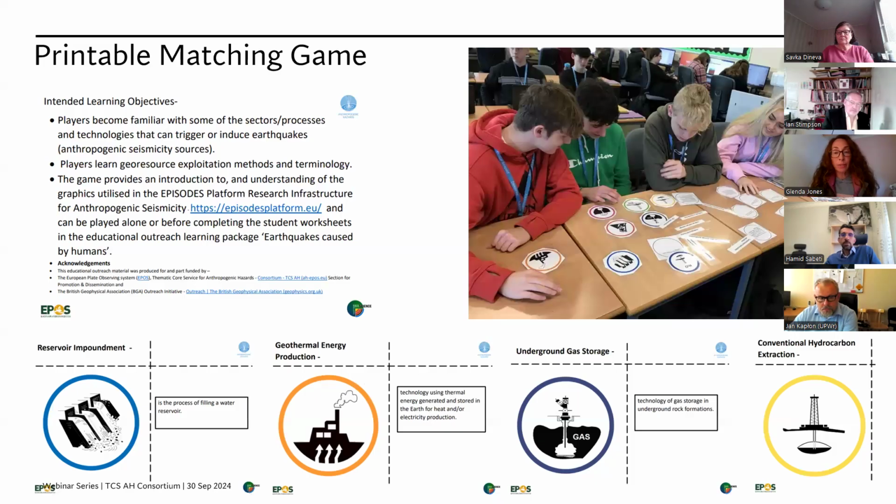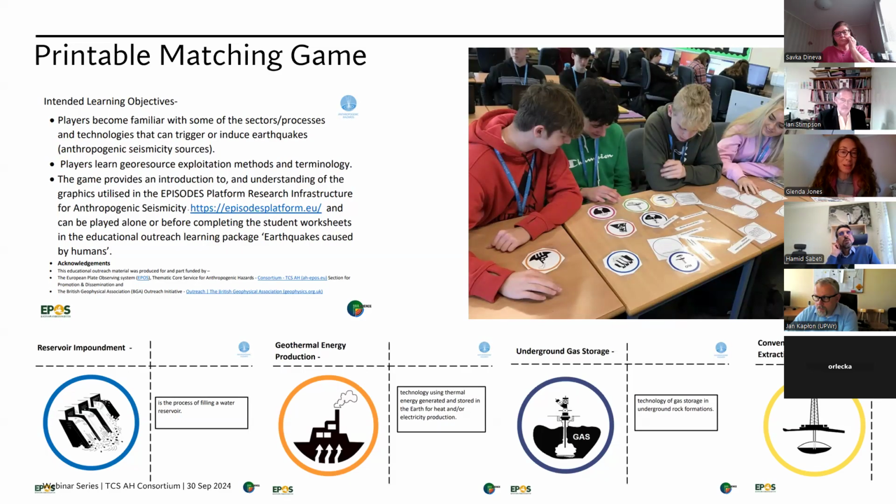So the intended learning objective of this very simple exercise is for the students or anyone involved becoming familiar with the sectors, processes, and technologies that can trigger or induce earthquakes. So this game, any teacher could use this. There's no prior knowledge required. It's also very flexible, so students can do it alone, or they can do it in groups, and they can do it competitively. They can do it over a sort of time limit. And what helps is obviously having some prizes and incentives in doing the activity. So hands-on activity thrown in with some prizes, typically some TCS AH merchandise, but could be, you know, chocolates or sweets or whatever teachers can provide.